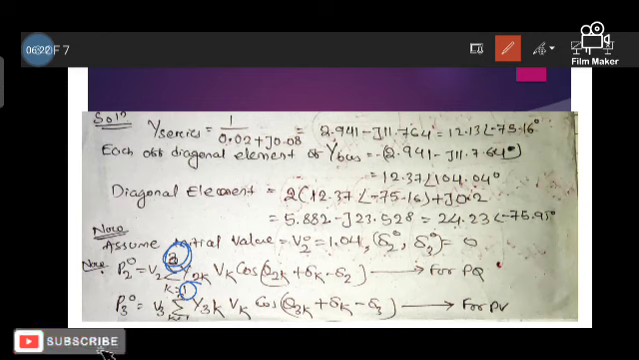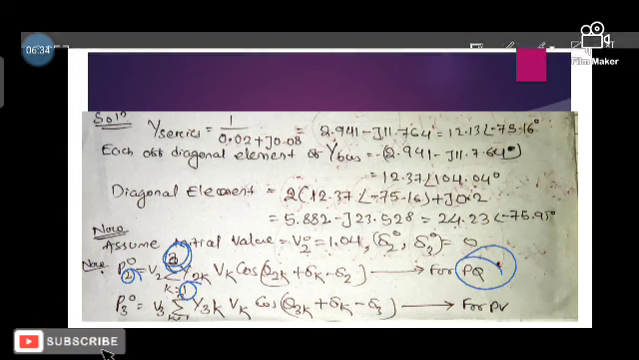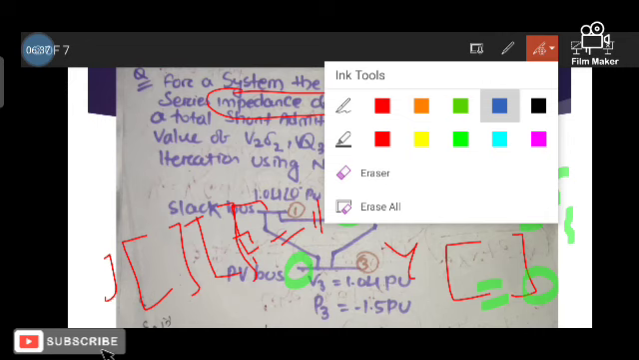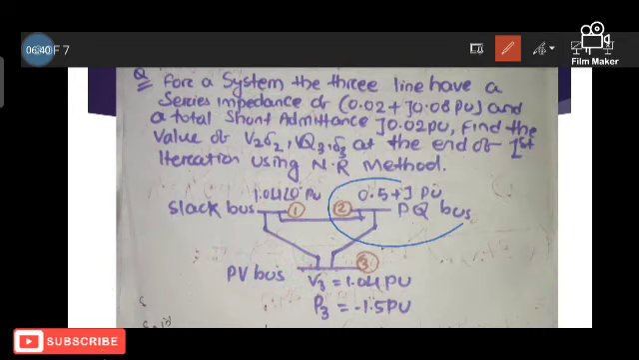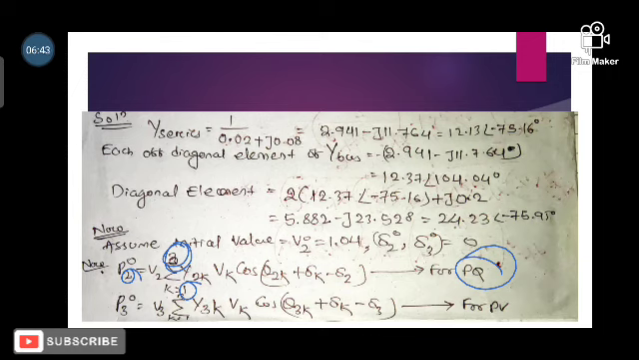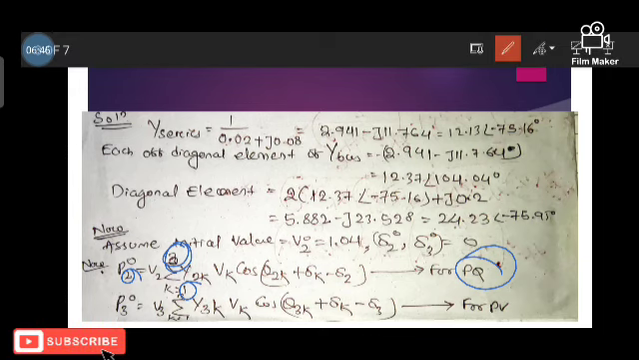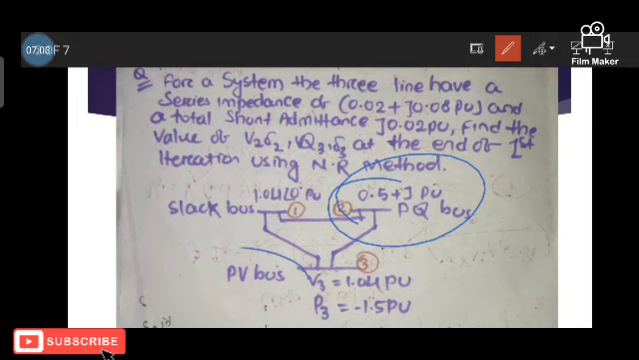K is from 1 to 3. Why 2k Vk? Because we are taking bus 2. So Vk cos(theta 2k plus delta k minus delta 2) for the PQ bus, that means bus number 2 only. Like that for bus number 3, the formula is the summation of k equal to 1 to 3, because we have three buses. Y3k Vk cos(theta 3k plus delta k minus delta 3) for the PV bus. Bus number 3 is our PV bus.